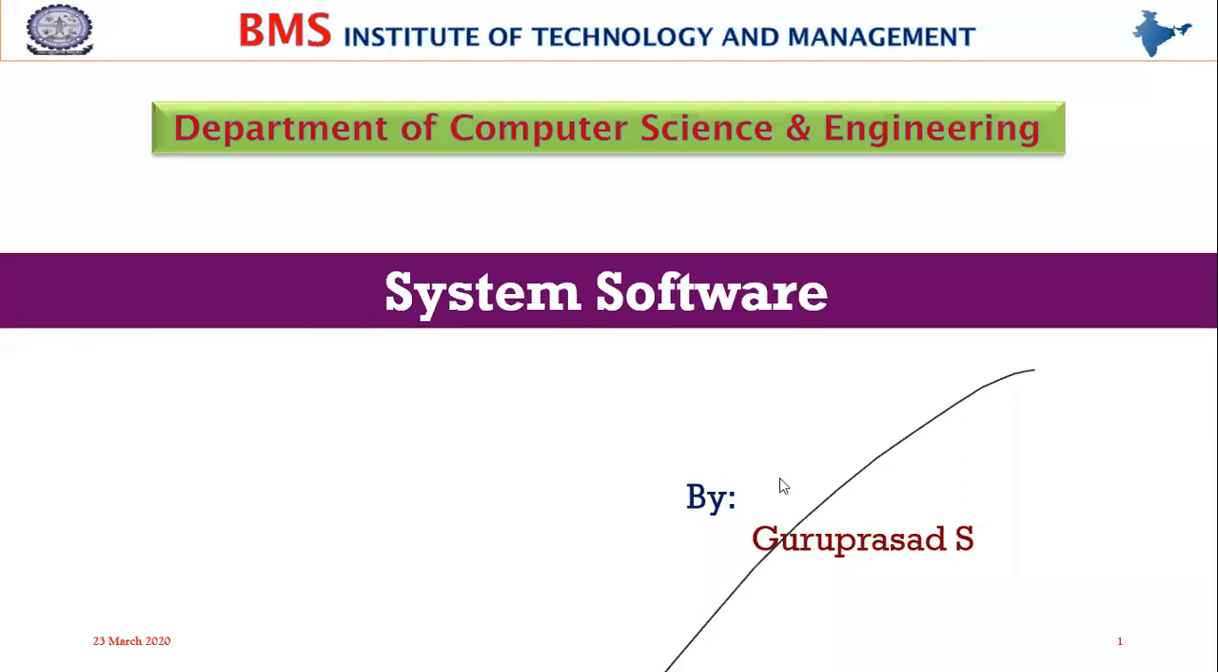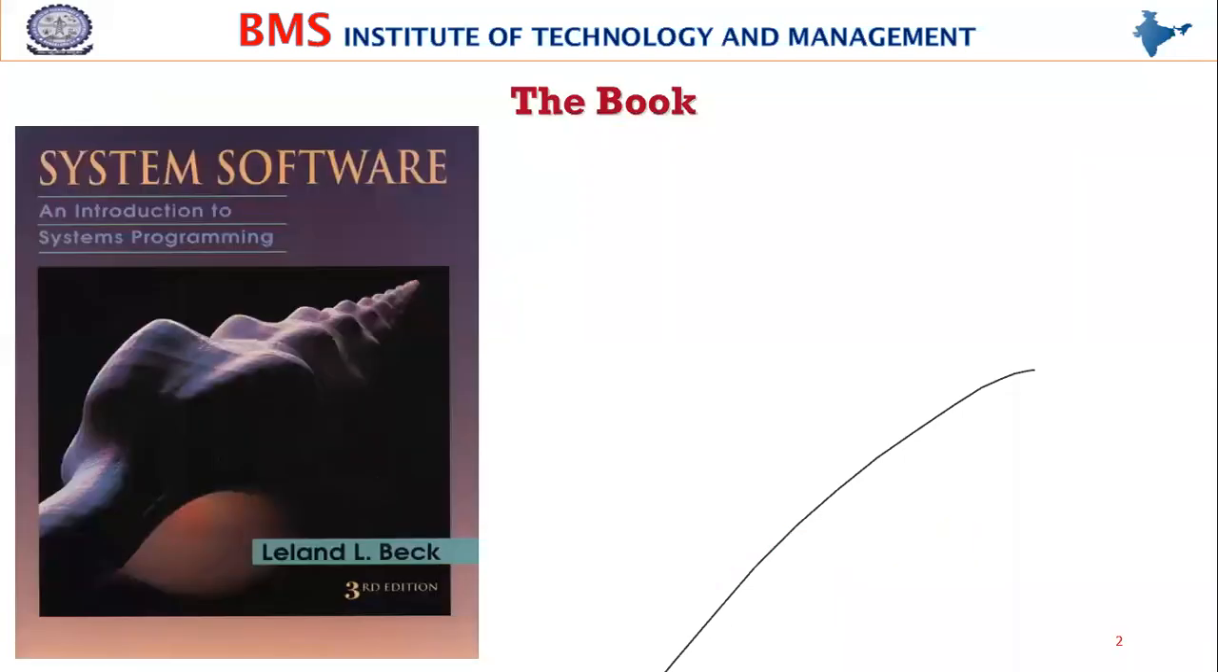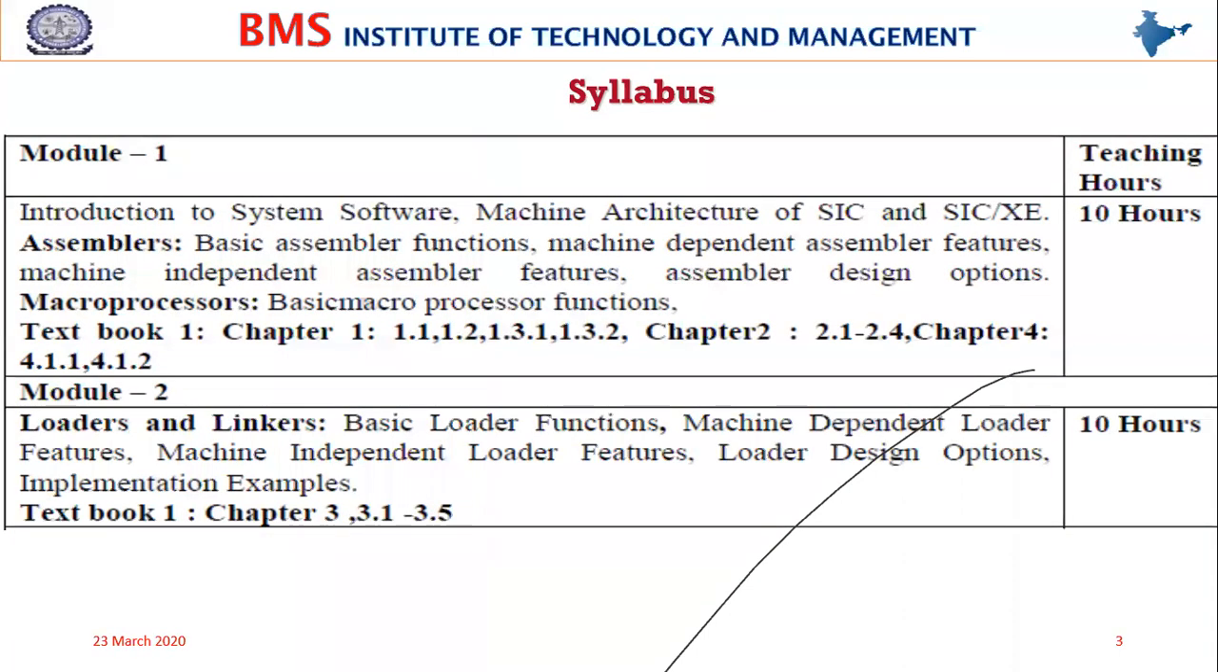Now, this is the thing what you will be seeing. So the book for system software is Leland L. Beck, the third edition. The third edition will do, and recently the other edition is also available. But other than this, this is the syllabus. Module 1 and module 2 are our system software. We're going to be seeing the first module, the assemblers and the macroprocessors. In the second module, we'll be looking at loaders and linkers.